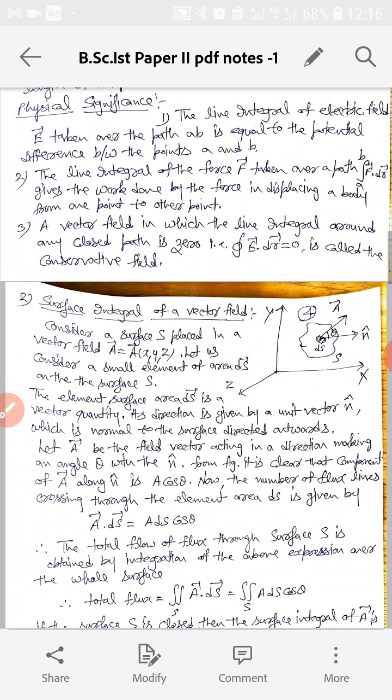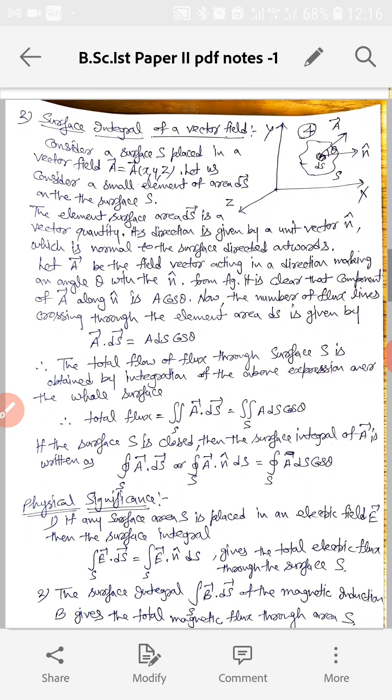Now we move to the second part, which is the surface integral of a vector field. To discuss this, first of all you need to understand a surface. A surface is also a vector quantity. A surface area is also a vector quantity. Its magnitude is given by the surface area itself, and the direction of that surface is always along the direction perpendicular to the surface, outward.